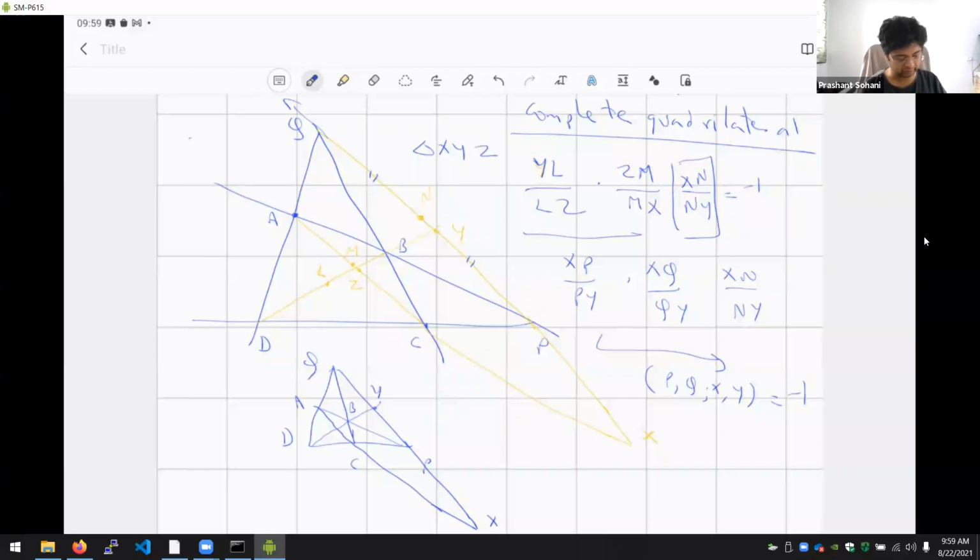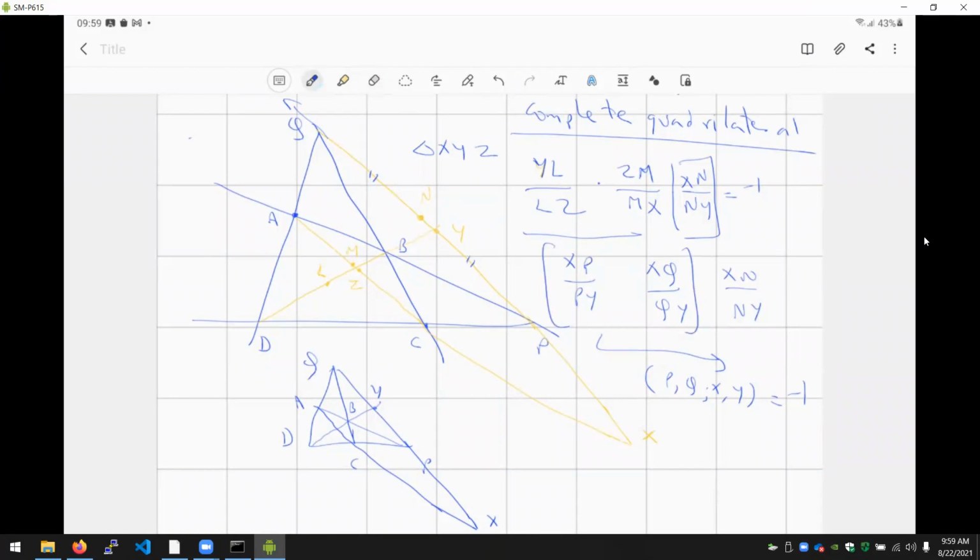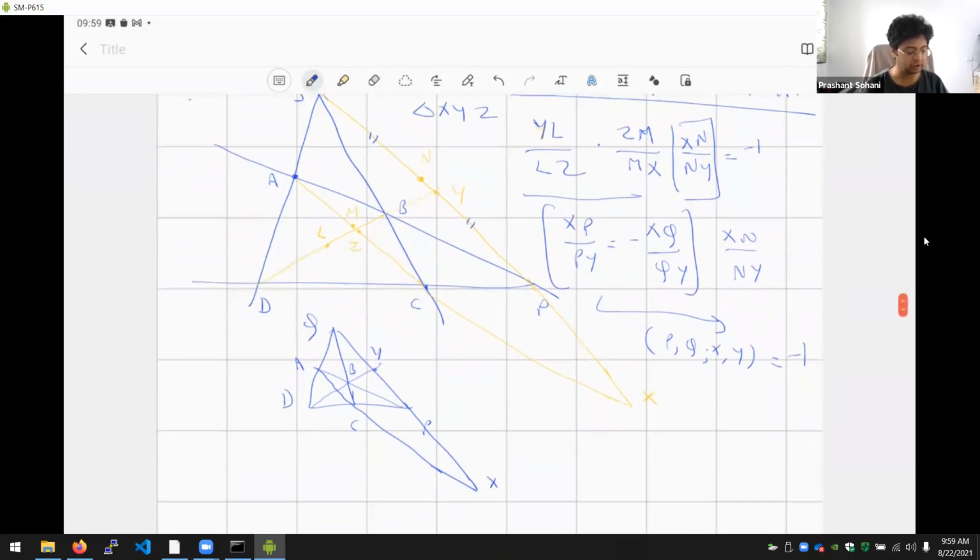So if these points are harmonic, what can you say about the ratios XP upon PY and XQ upon QY? They will be negative of each other. Yes, sir. Because an important implication of cross ratio is that when X and Y divide PQ internally and externally in the same ratio, it also means P and Q divide XY internally and externally in the same ratio. It is a symmetric way of looking at it. So from Ceva-Menelaus, you will get PY upon YQ equal to minus PX upon XQ. The same thing you can rearrange to get XP upon PY equal to minus XQ upon QY.